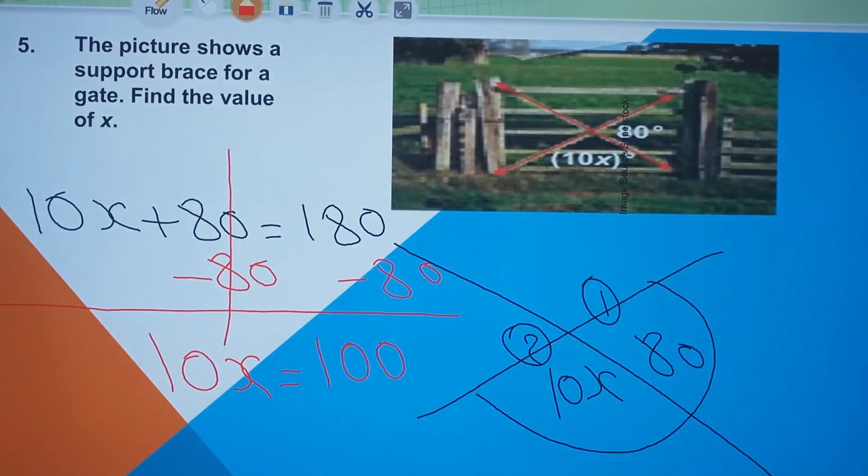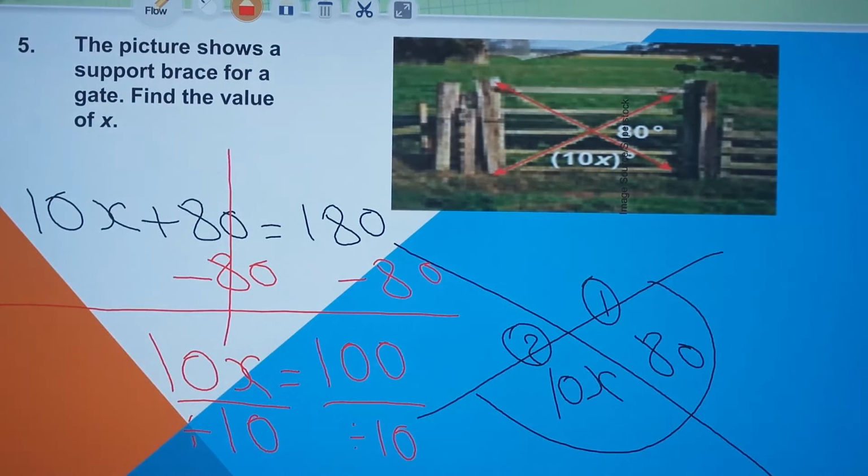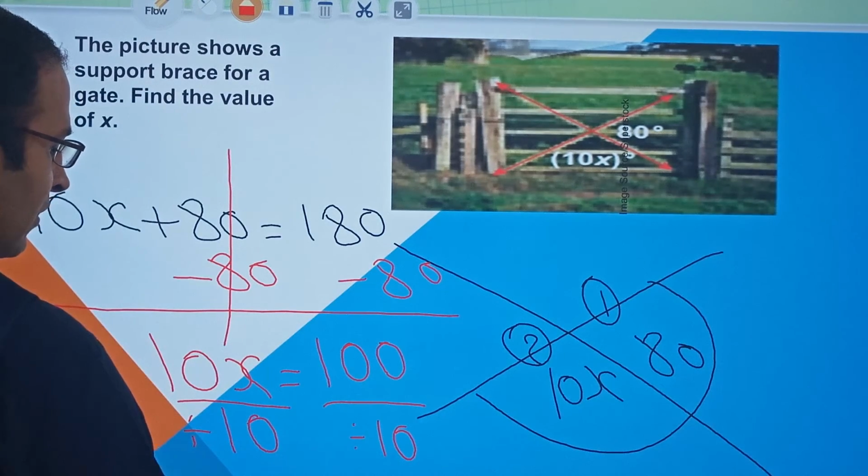After that, what will we do? I will divide both sides by 10. Divide the left here by 10 and divide the right by 10. So both sides are divided by 10. So the value of x is equal to 10.